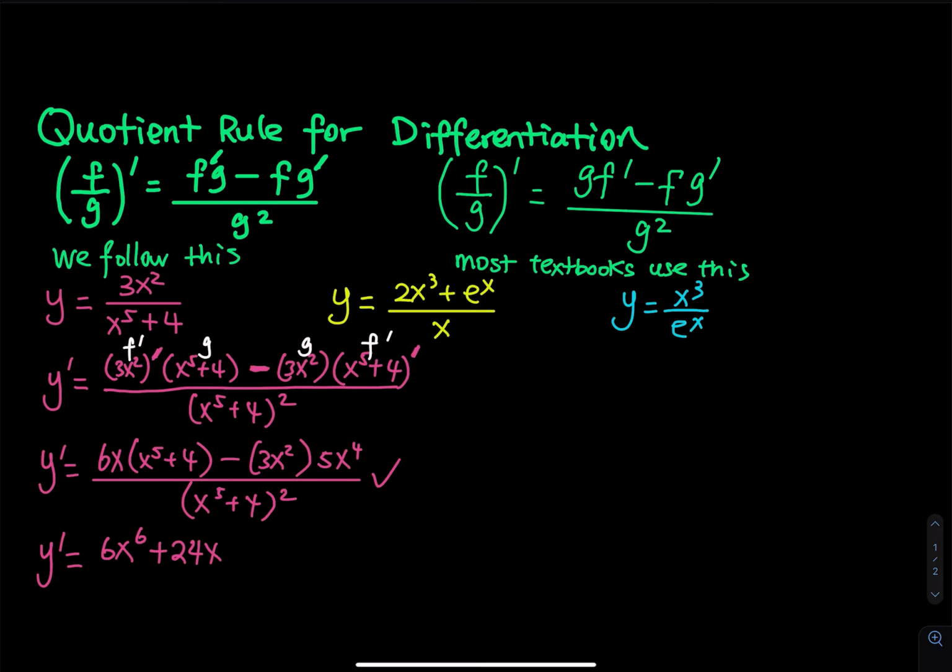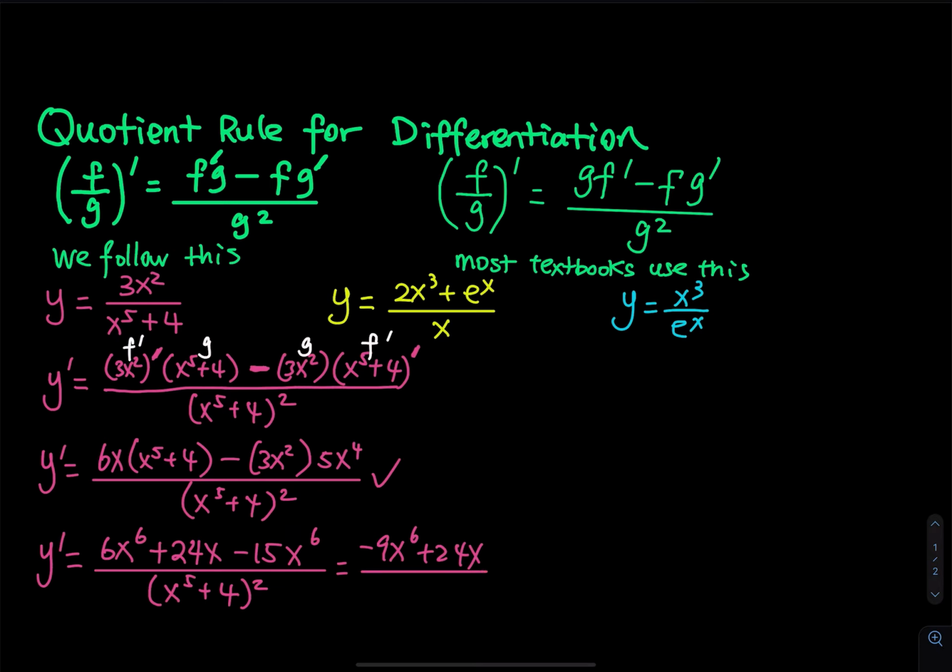So 6x to the 6th plus 24x, and then subtract 15x to the 6th power, since 4 plus 2 is equal to 6, and then you divide by the square of the denominator, x to the 5th plus 4, squared. And then 6 minus 15 is equal to negative 9. So you have negative 9x to the 6th plus 24x, divided by x to the 5th plus 4, squared. Okay, so that's the answer to the first one.